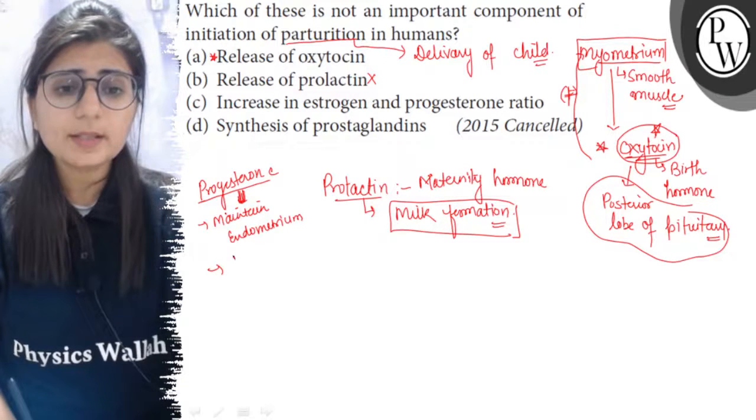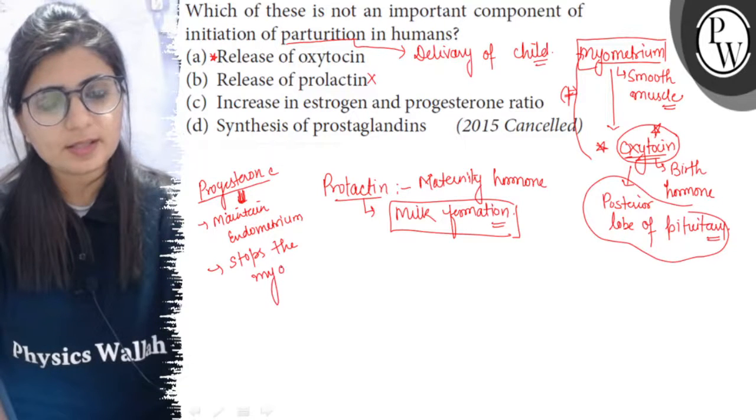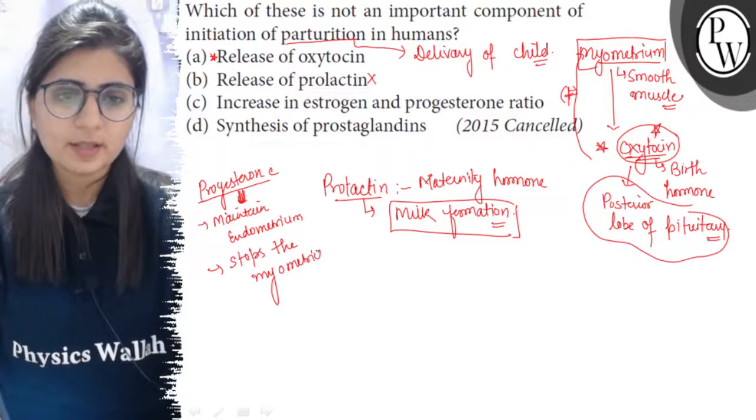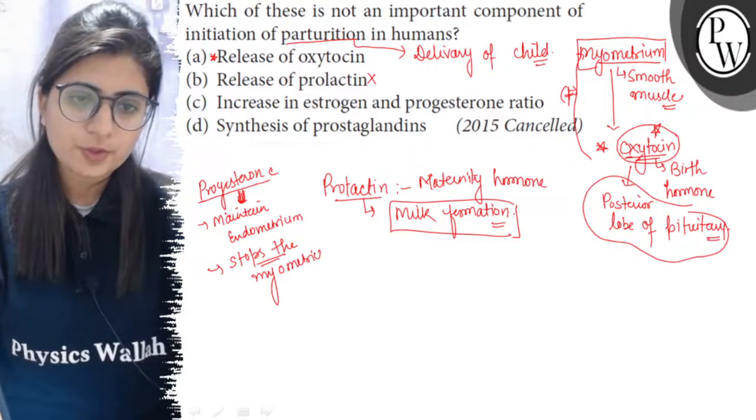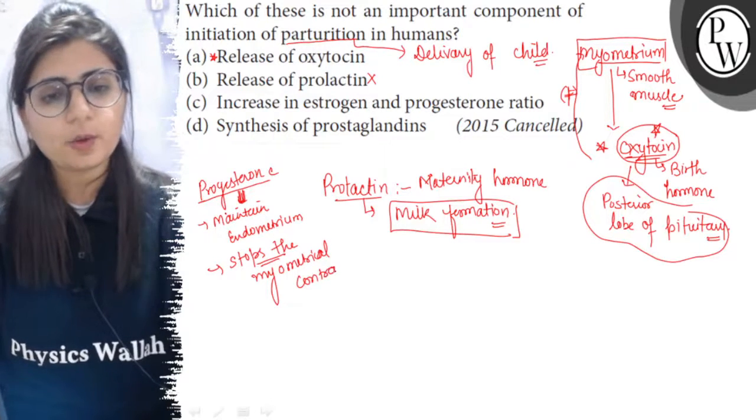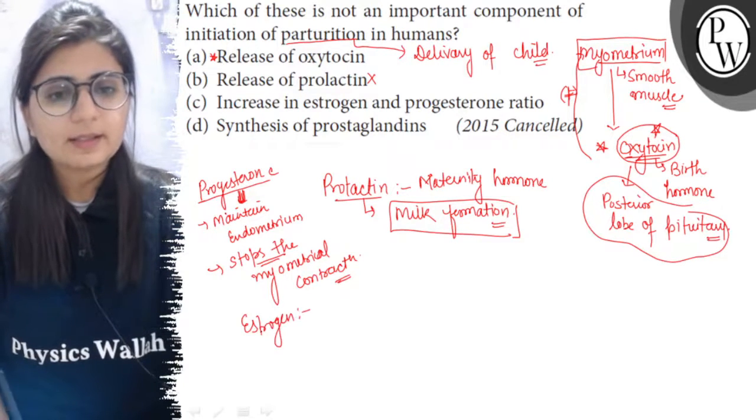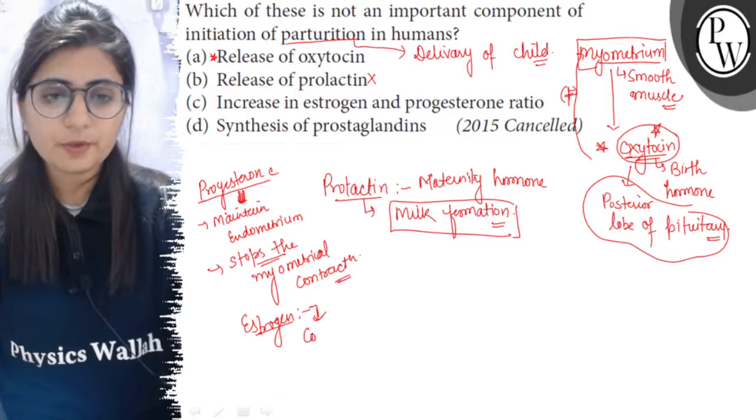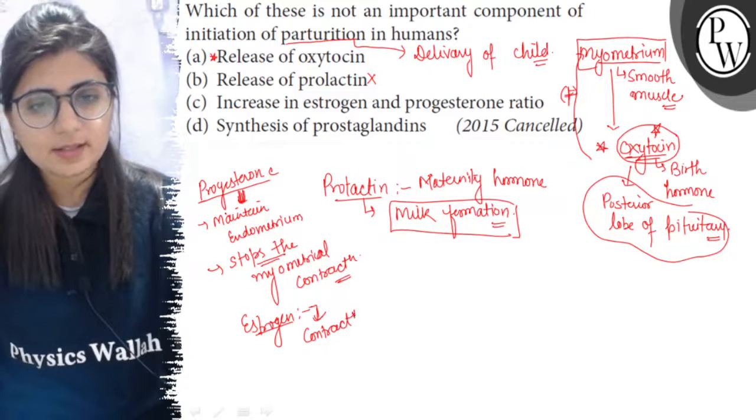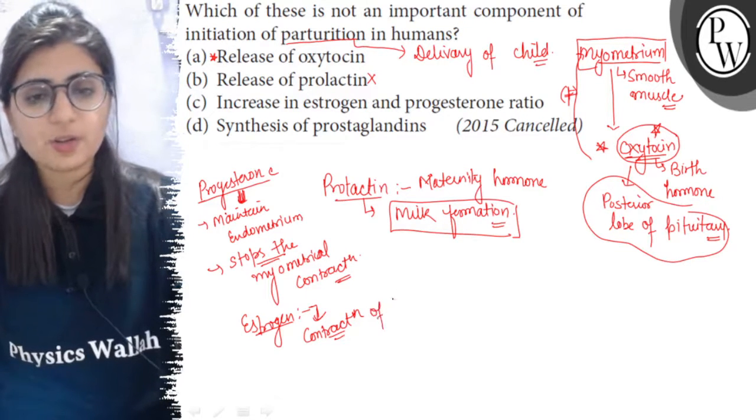progesterone stops the myometrial contraction. So it prevents the myometrial contraction during pregnancy. So it maintains the myometrium in quiescent stage, means it prevents the contraction of myometrium. It stops the myometrial contraction throughout the pregnancy. And estrogen, on the other hand, is responsible for the contraction. In recent studies, it is observed that it somehow causes the contraction of myometrium.